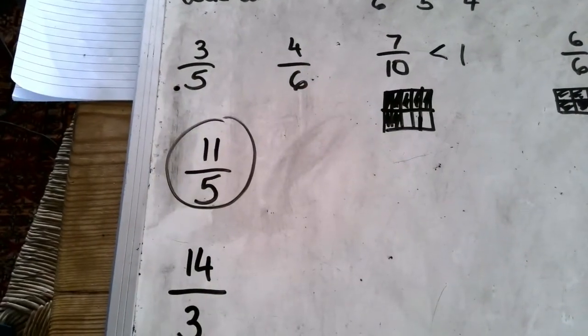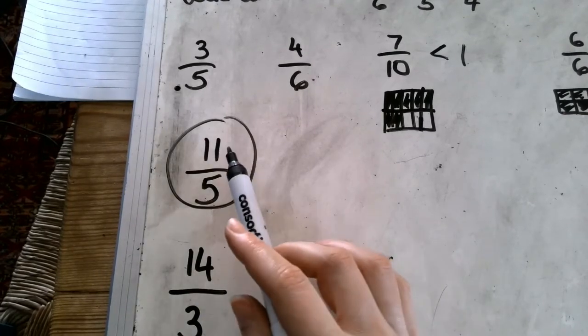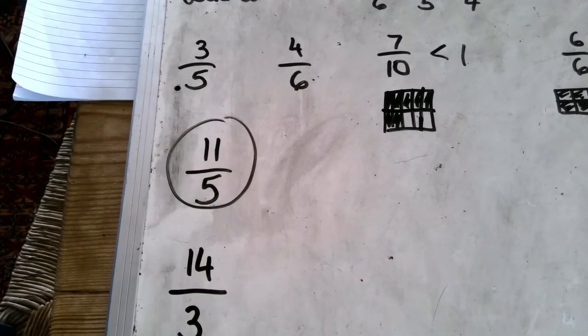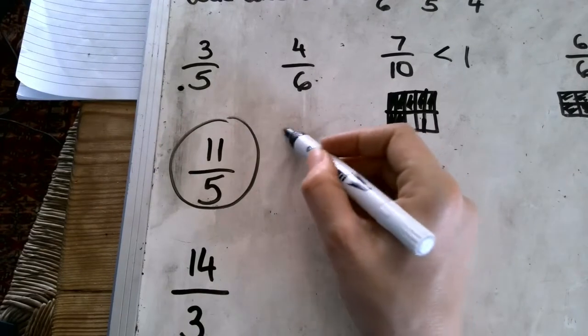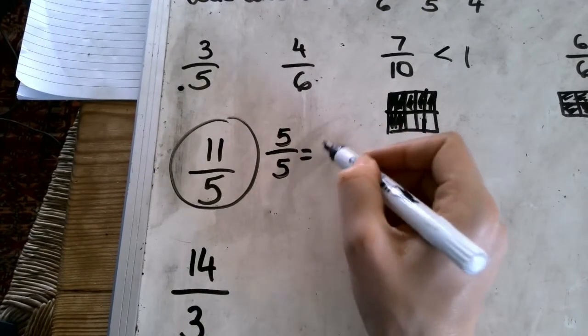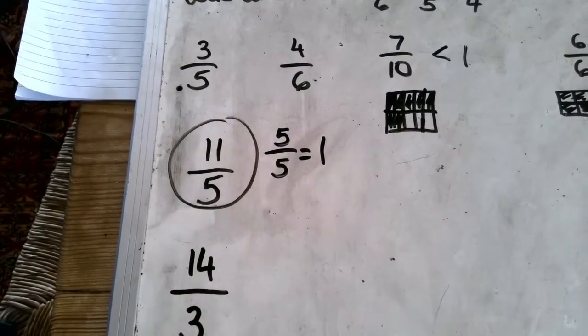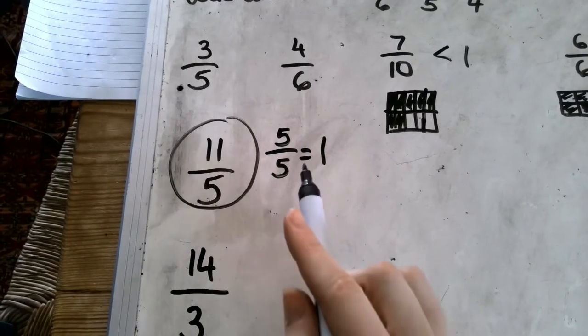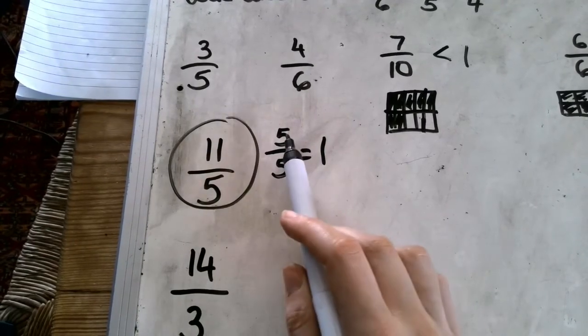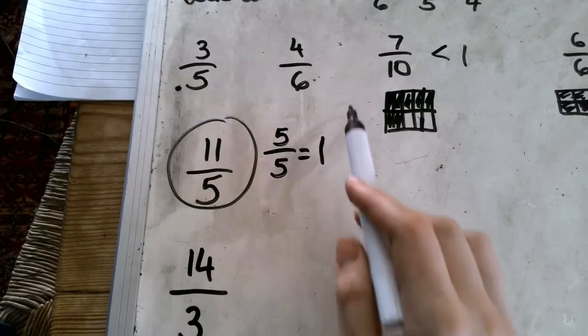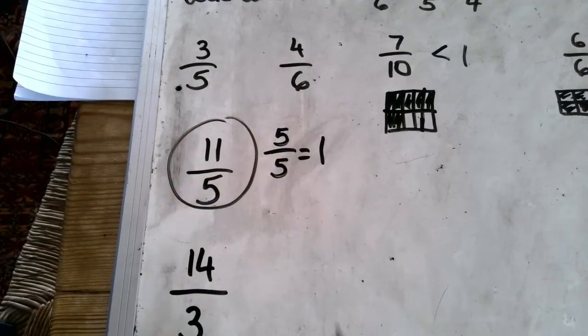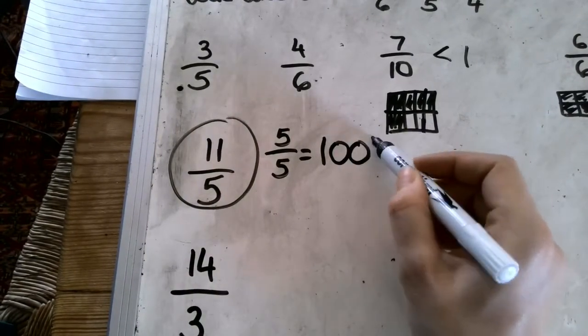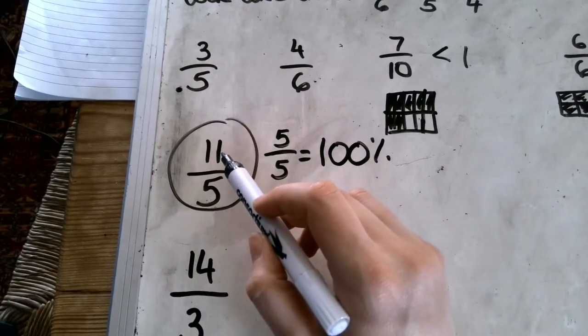Okay, let's start with 11 fifths. Okay, this is called an improper fraction because our numerator is larger than our denominator. We know 5 fifths equals 1, and we've got more than 5 fifths. If we were to have 5 questions in a test and we got all 5 right, we would get one whole test paper right. We would get 100%. Okay, now we know we've got more than that here.